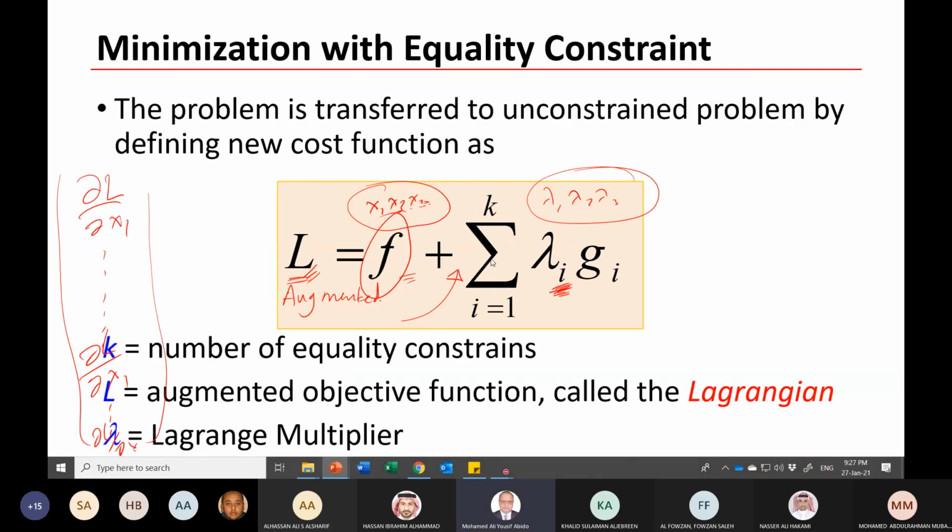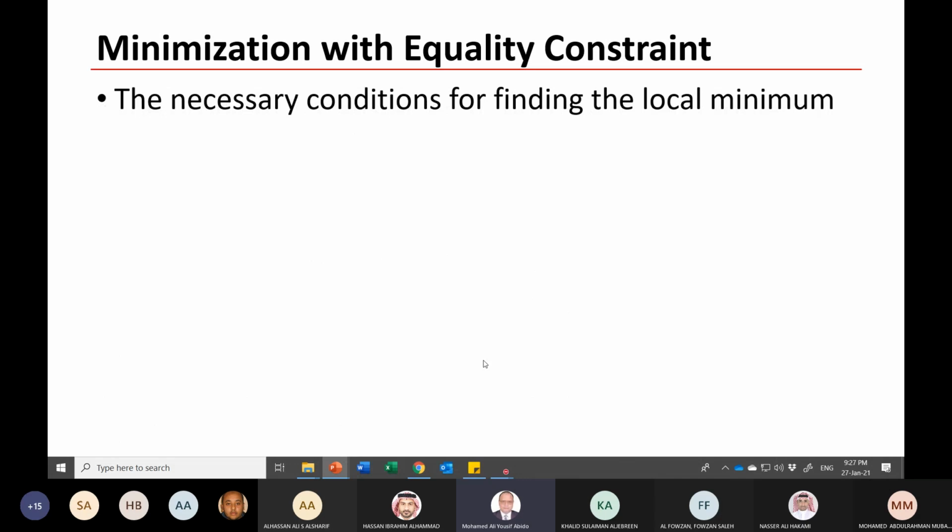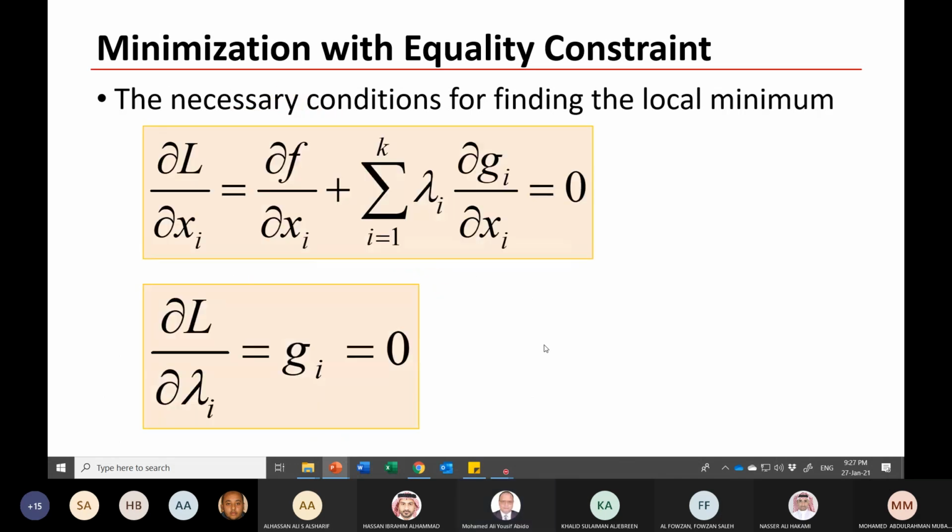So for the number of equality constraints, each constraint will be multiplied by lambda. Lambda is called the Lagrange multiplier, and L is the augmented objective function, called the Lagrangian, in recognition of Lagrange. Partial L by partial x is equal to 0, partial L by partial lambda is equal to 0. You solve this set of equations together and you find the solution. Implicitly, the constraint is satisfied.